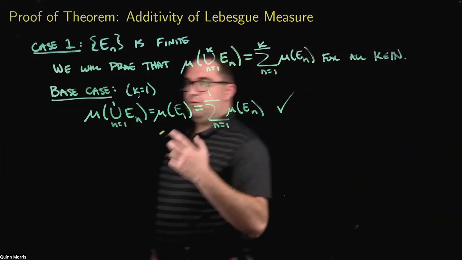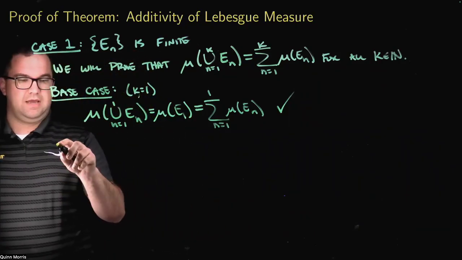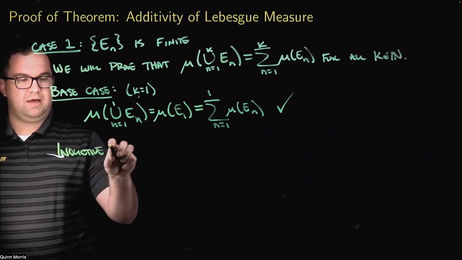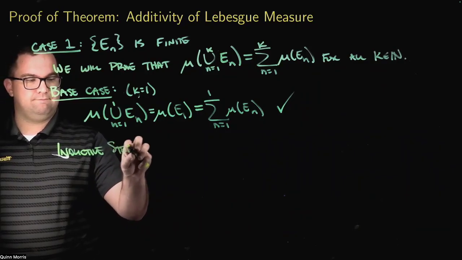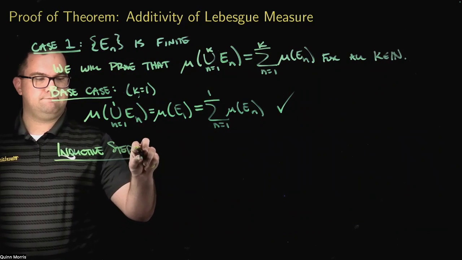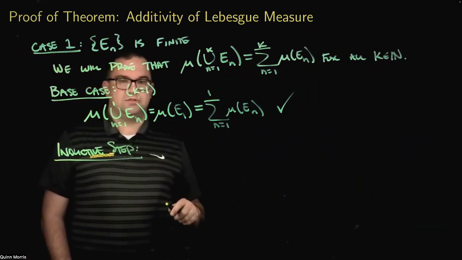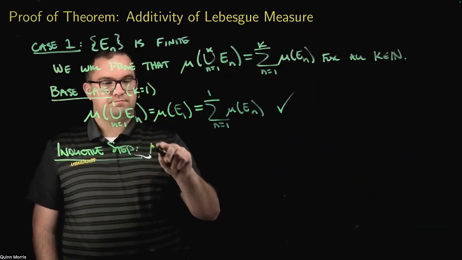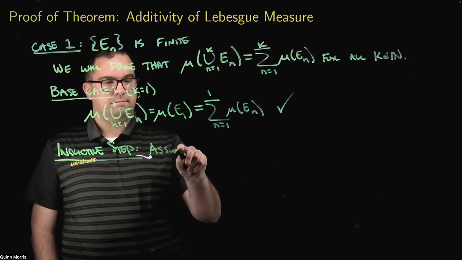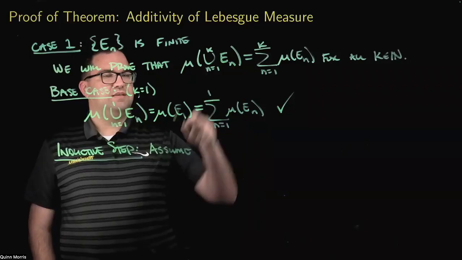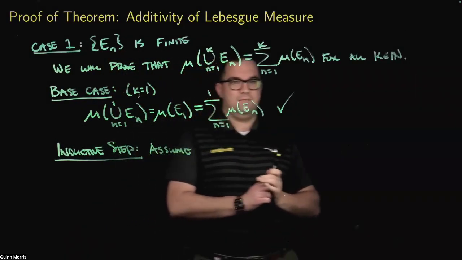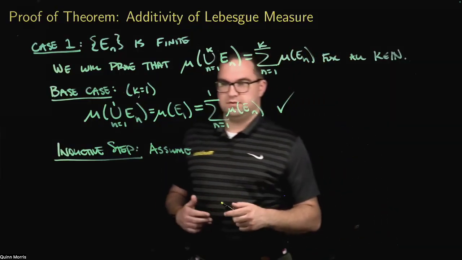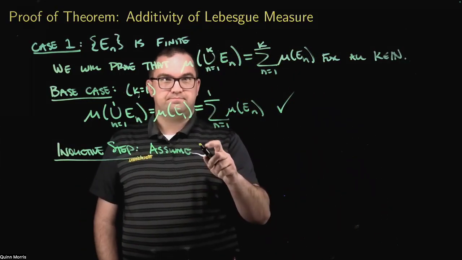All right. Now we need the inductive step. It's been a little while since we've done anything by induction, so let's just remember. What we're going to do is assume that this holds for K elements and show that that implies that it holds for K plus 1 elements.